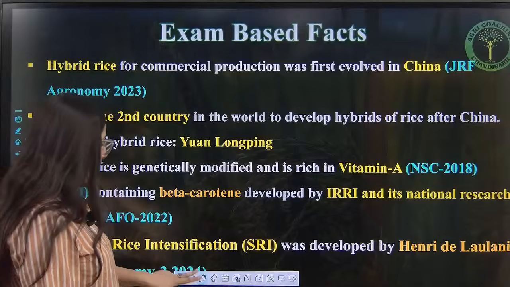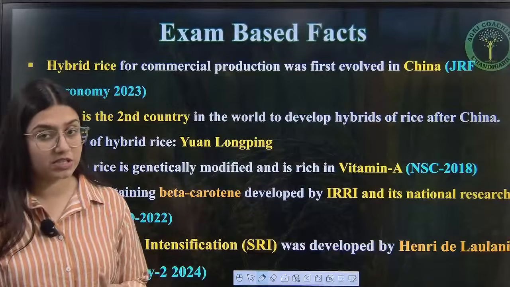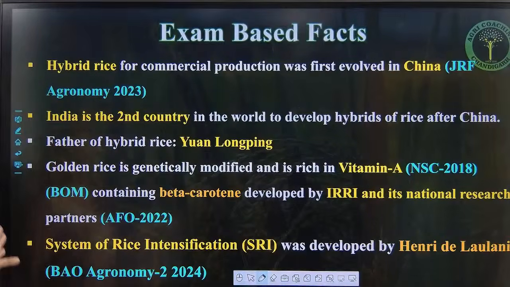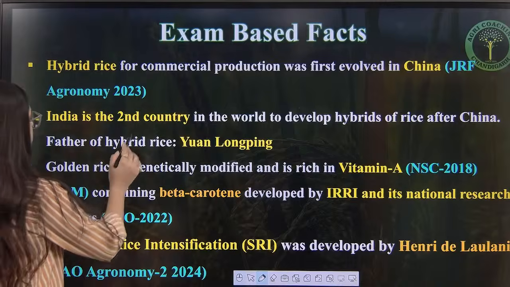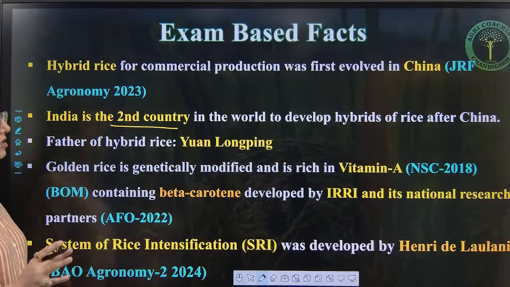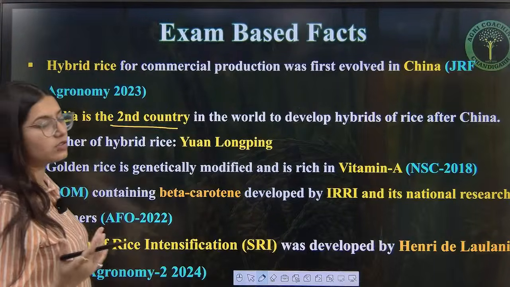Now, let's talk about some of the exam based facts. Very important. See, hybrid rice. Hybrid rice for commercial production was first evolved in China. Okay, it was first evolved in China. Then India is the second country in the world to develop hybrids of rice after China. Who is the father of hybrid rice?